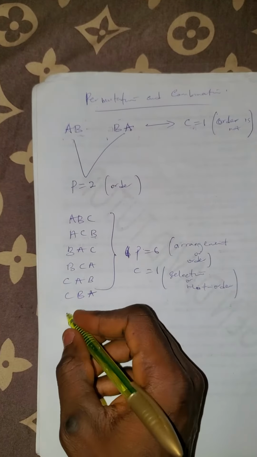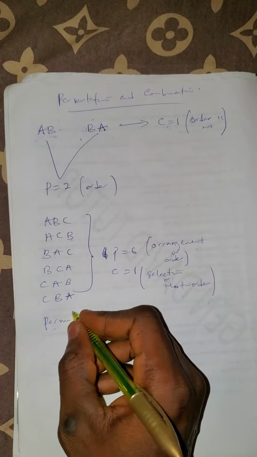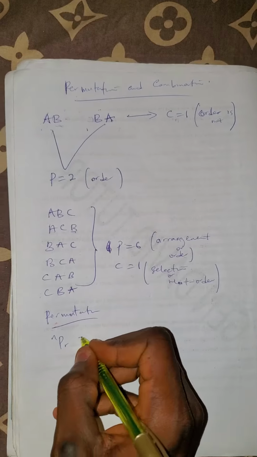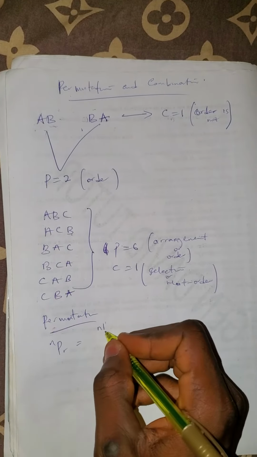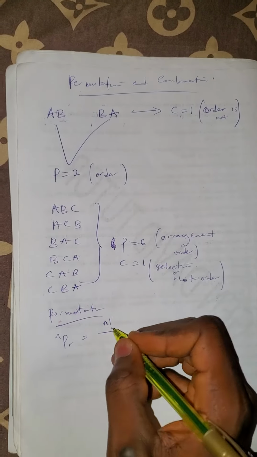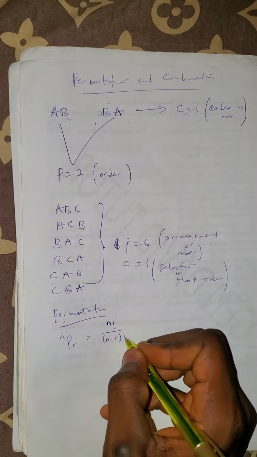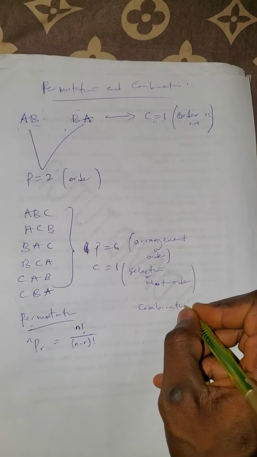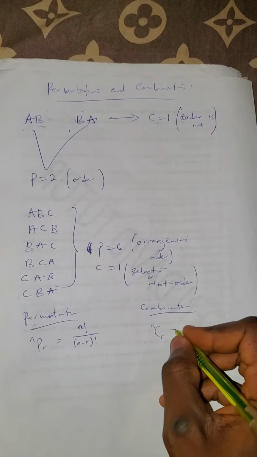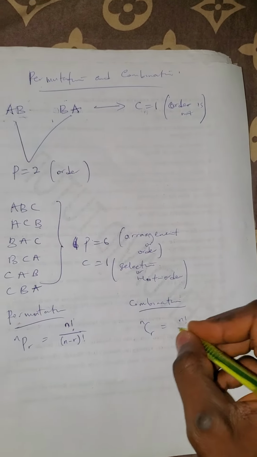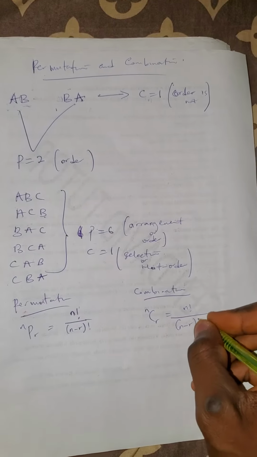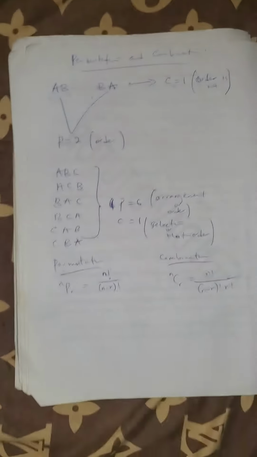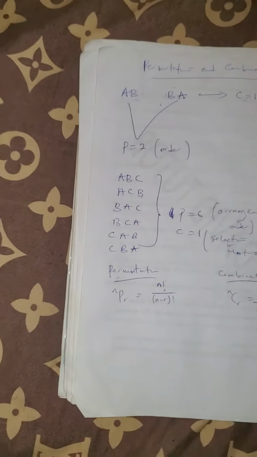Now we have the permutation, n permutation r. Our formula is n factorial over n minus r factorial. Therefore combination, n combination r is equal to n factorial over n minus r factorial times r factorial. Now this is the formula for the combination.